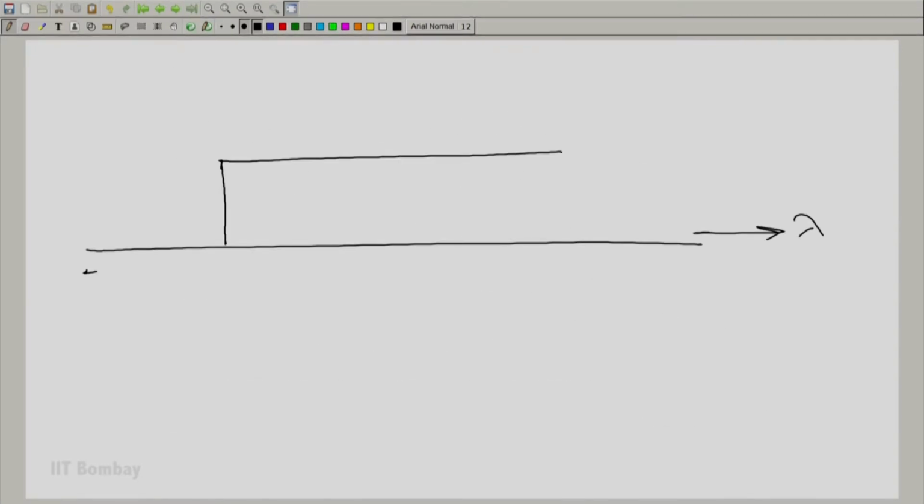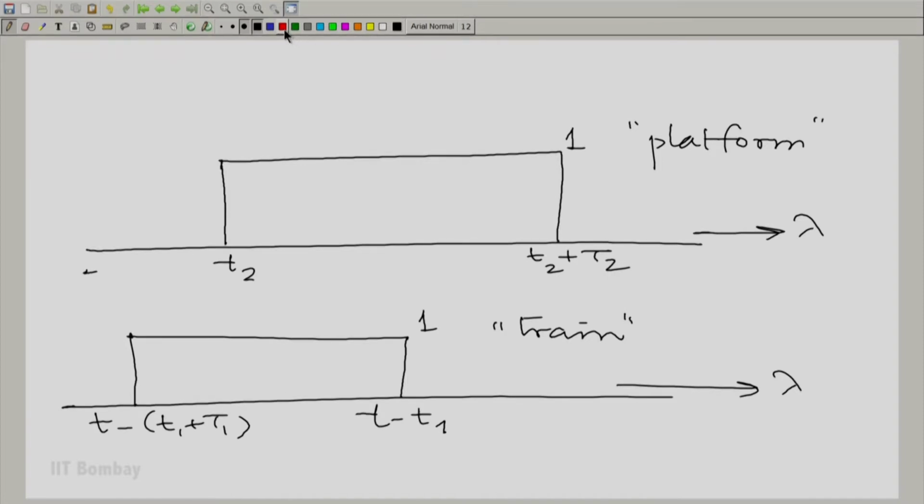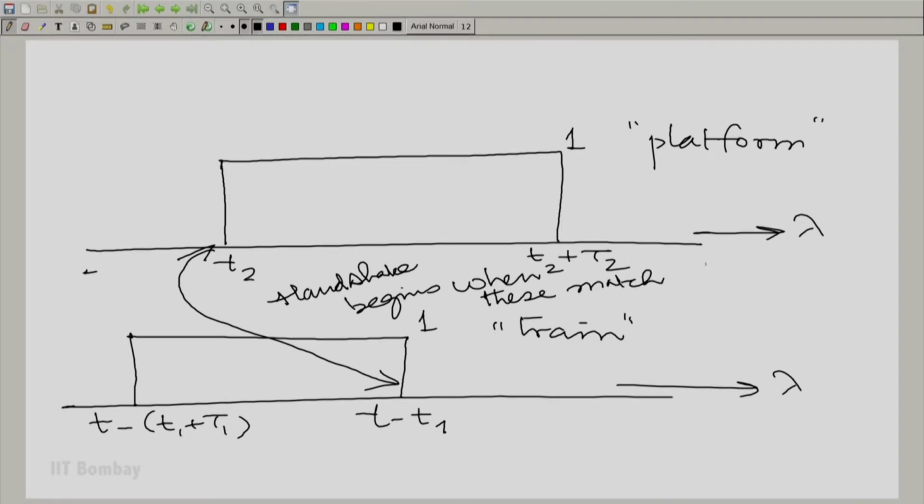Now, we put them together, train and platform together. Train here, platform there. Now, visualize the situation. You need to visualize when they will begin a handshake. They can only begin a handshake when the frontmost point on the train has reached the backmost point on the platform passenger's trip. In other words, let us show it on this graph. Handshake begins when these match, that is, when t minus t1 is equal to t2, or when t is equal to t1 plus t2. And where does the handshake end?